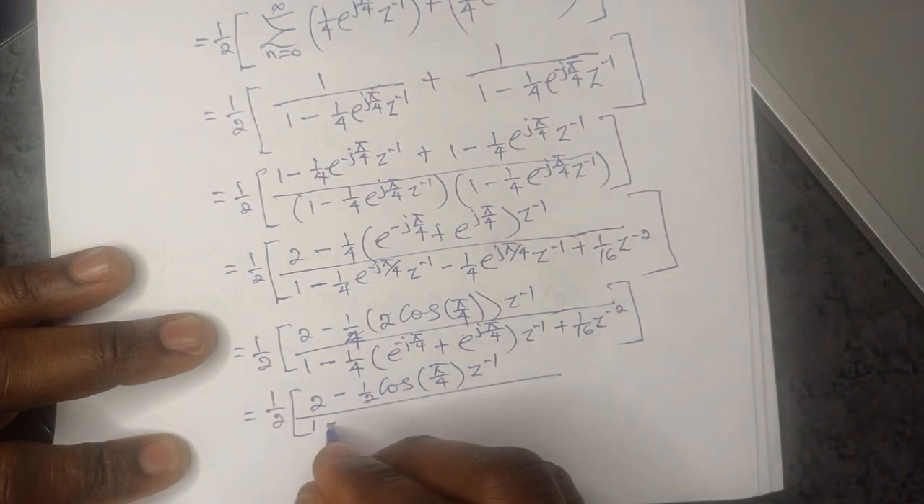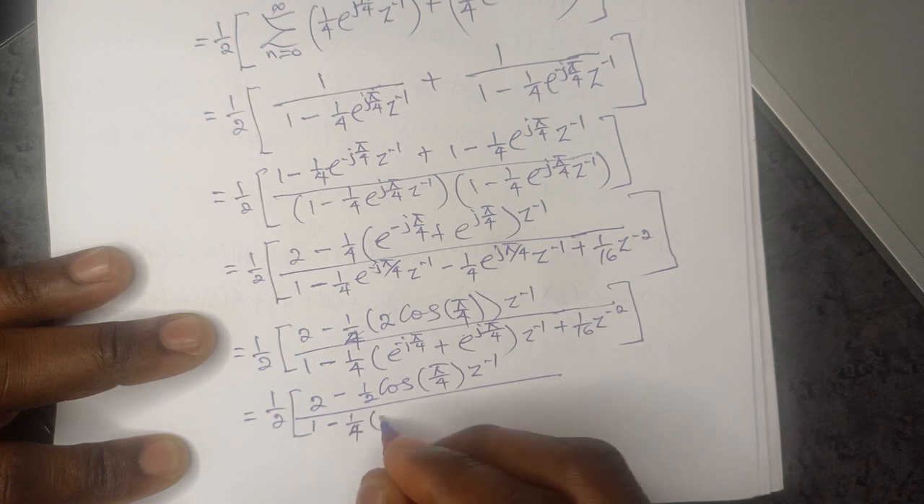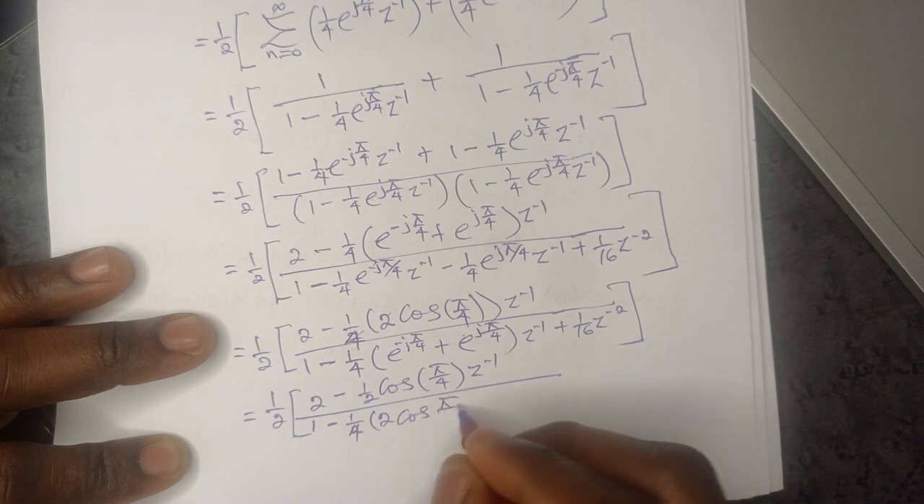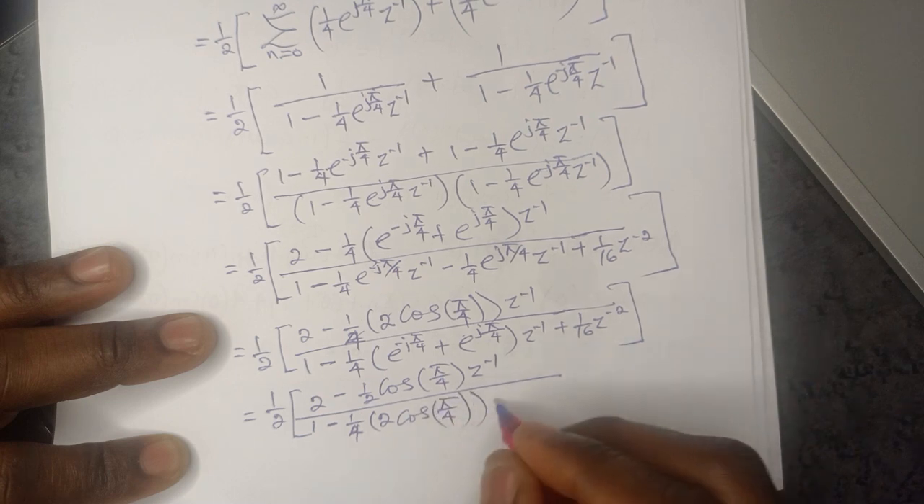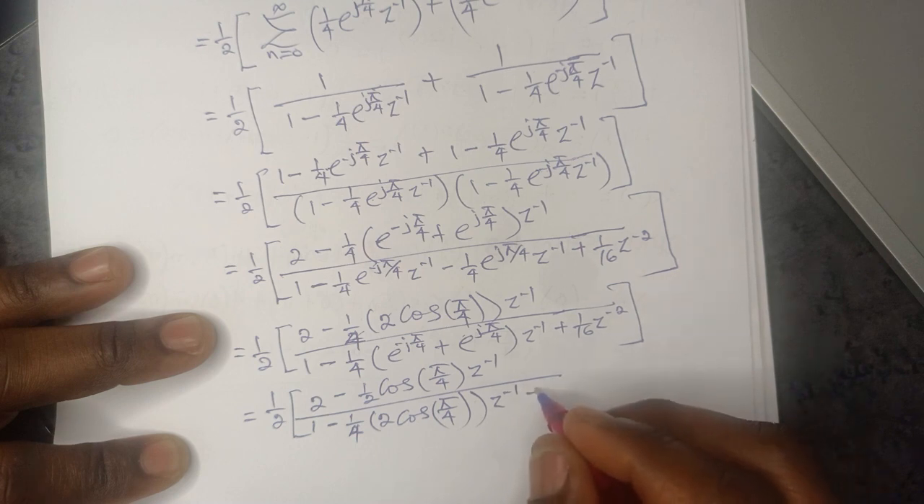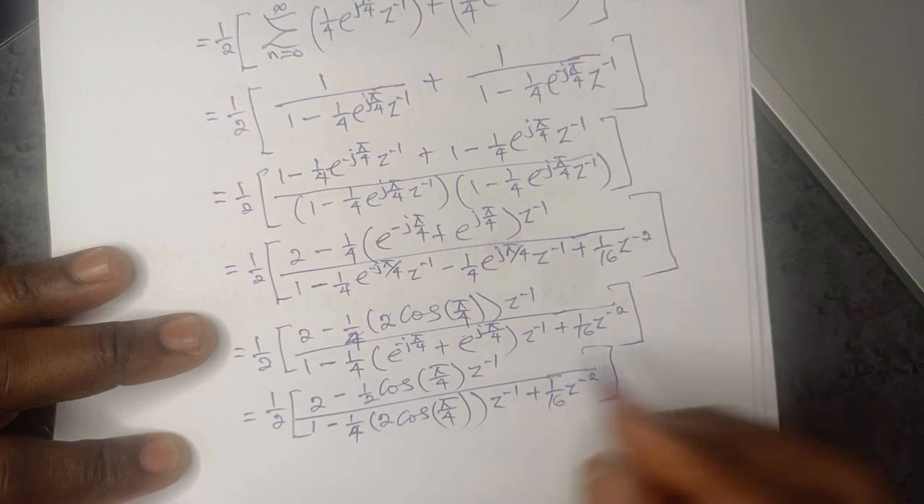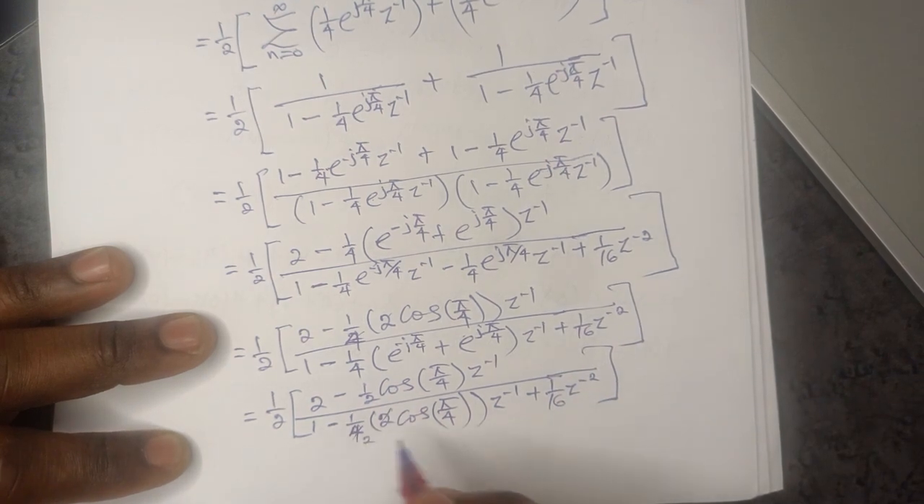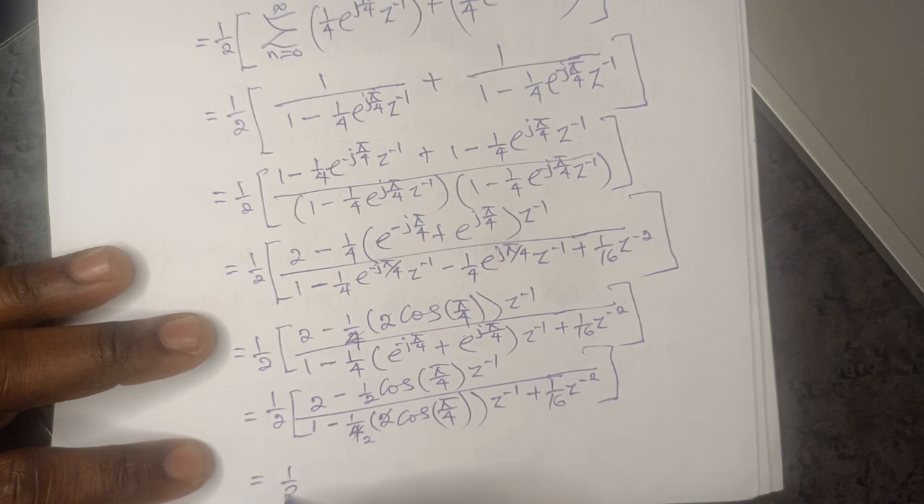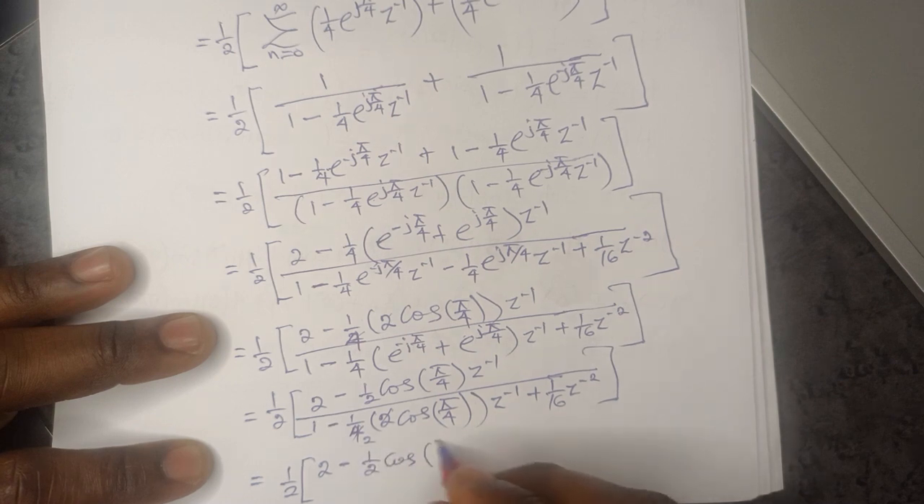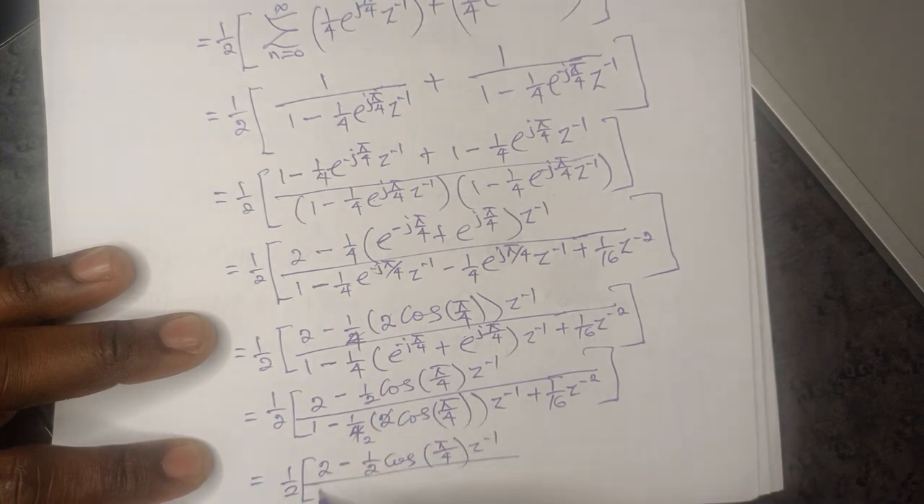Now this is going to be 1 minus 1 all over 4, and this is also going to be 2 cos pi all over 4 z raised to the power minus 1 plus 1 all over 16 z raised to the power minus 2. So these 2 and 4 will cancel as well. So we are left with 1 all over 2, then 2 minus 1 all over 2 cos pi all over 4 is 0 raised to the power minus 1 all over 1 minus.